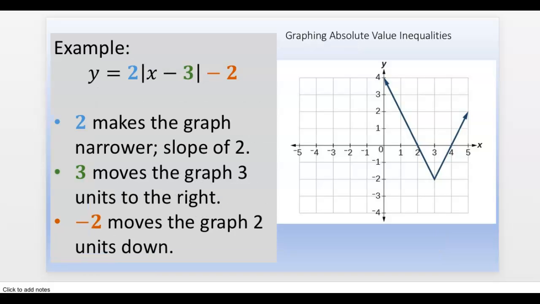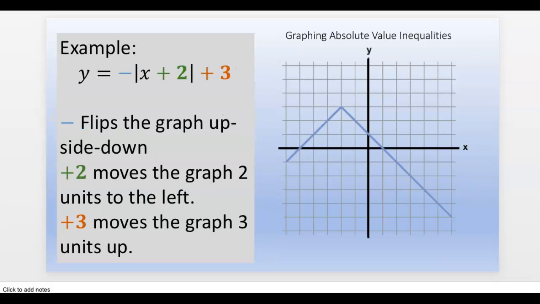And just some quick examples. Again, this is graphing equations, just to review. This 2 in the front makes the graph narrower because it goes up twice as fast, has a slope of 2. The -3 here moves the graph 3 units to the right. And the -2 moves the graph 2 units down. Okay, that's the vertex then, at 3, -2. You need to be able to find that to graph it.